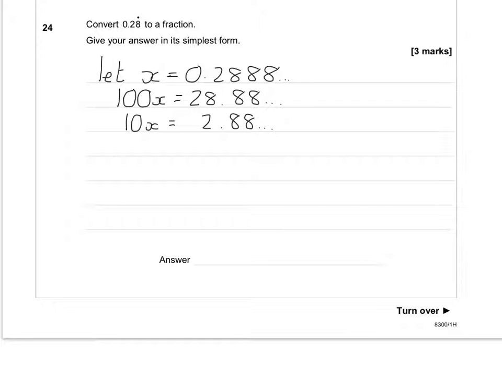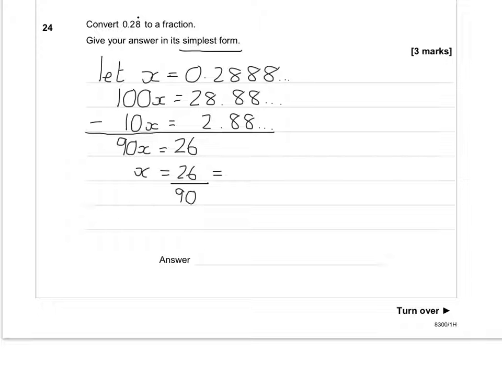So if I subtract these from each other, 100x take away 10x gives us 90 lots of x. 28.8 recurring take away 2.8 recurring gives us 26. So x is 26 over 90. That's super, but it does say in the simplest form. So I'm going to halve the numerator and the denominator, and 13 is prime. I can't simplify it anymore. Job done.